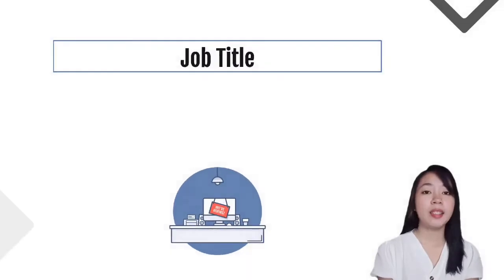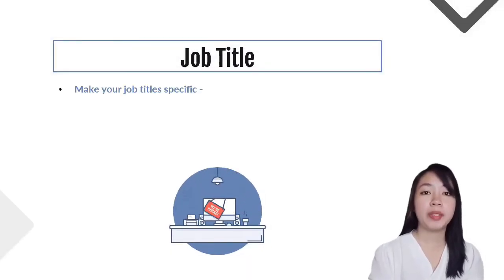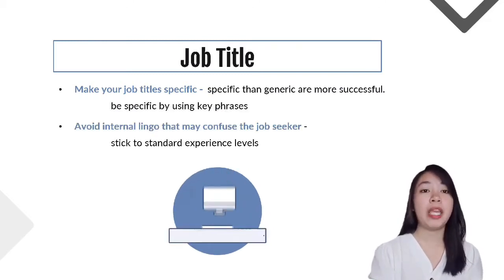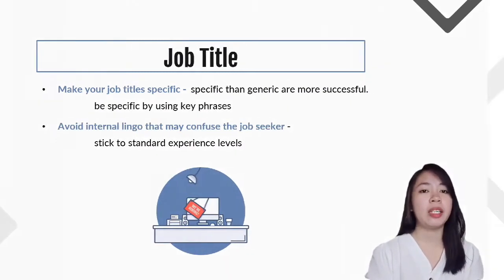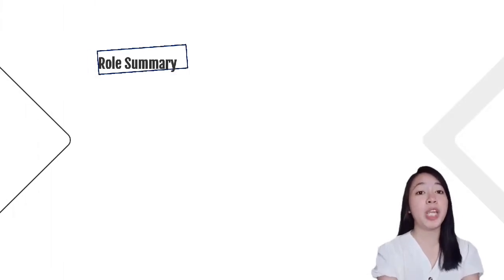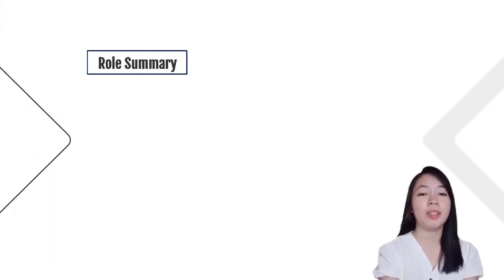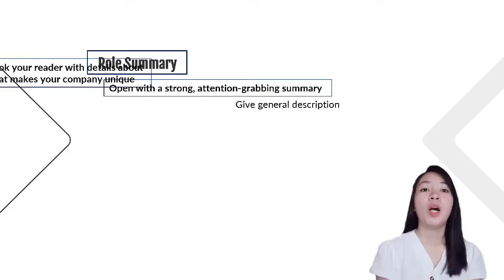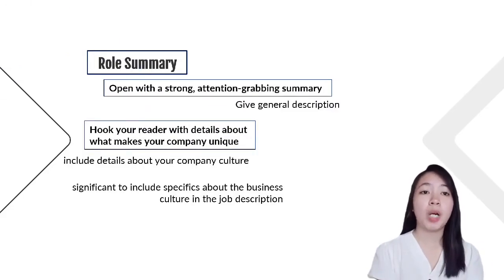In job title, make sure to follow the following. Make your job titles specific. Avoid internal lingo that may confuse the job seeker. In role summary, make sure to follow the following. Open with a strong, attention-grabbing summary. Hook your reader with details about what makes your company unique.